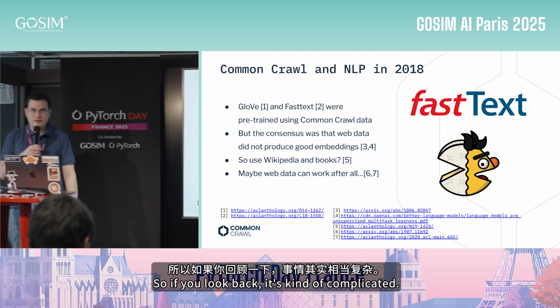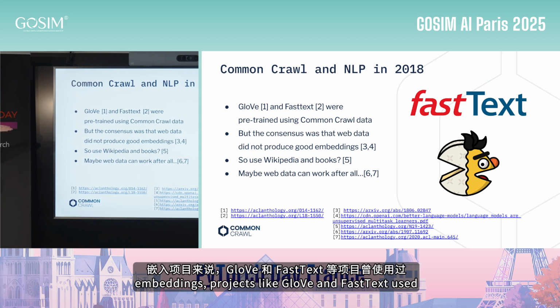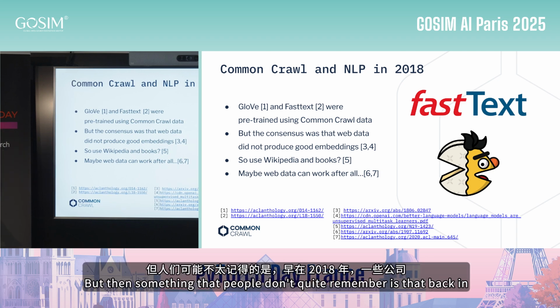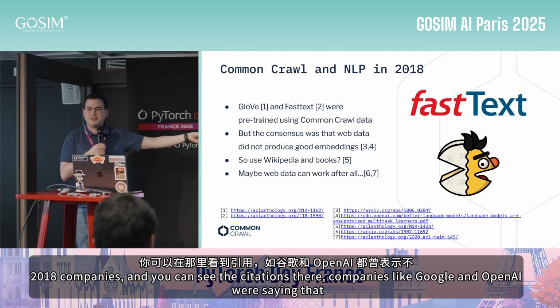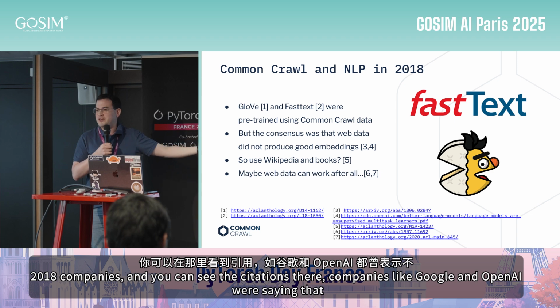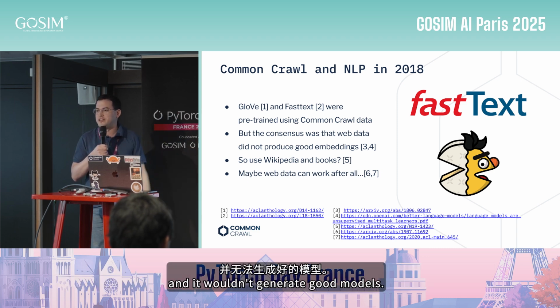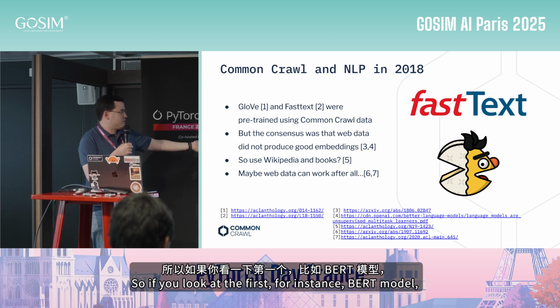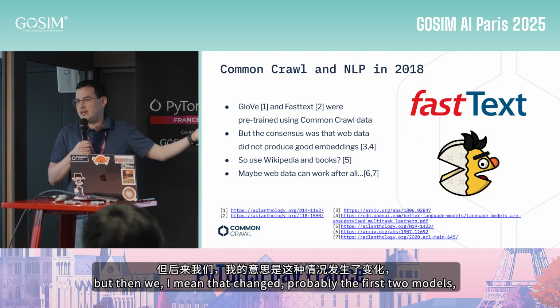If you look back, it's kind of complicated. Before LLMs, you had word embeddings, and for word embeddings, projects like GloVe and fastText used Common Crawl. But then something that people don't quite remember is that back in 2018, companies, and you can see the citations there, companies like Google and OpenAI were saying that you shouldn't use web data for training LLMs because the data was too noisy and it wouldn't generate good models. If you look at the first BERT model, for instance, it was using Wikipedia and books, but then that changed.